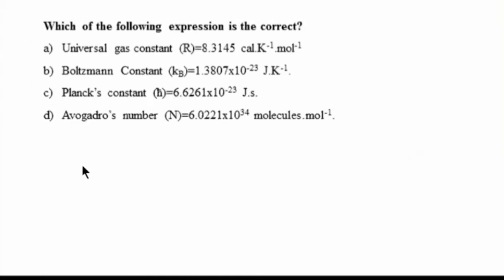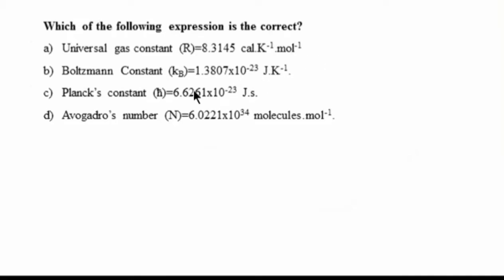Next question is, which of the following expressions is correct? The universal gas constant is 8.3145, but not calories, it's joules. So option A is incorrect. The Boltzmann constant is 1.3807 times 10 to the power minus 3 joules per K.